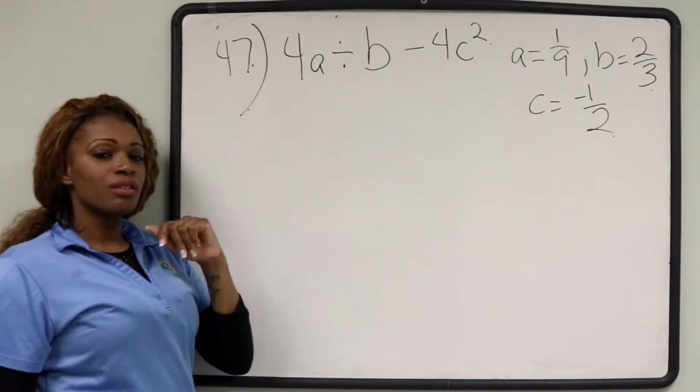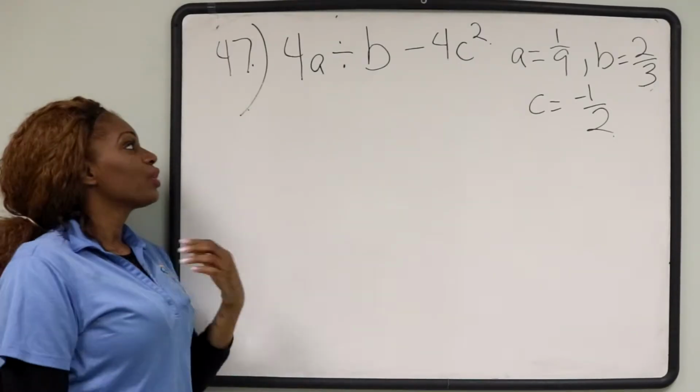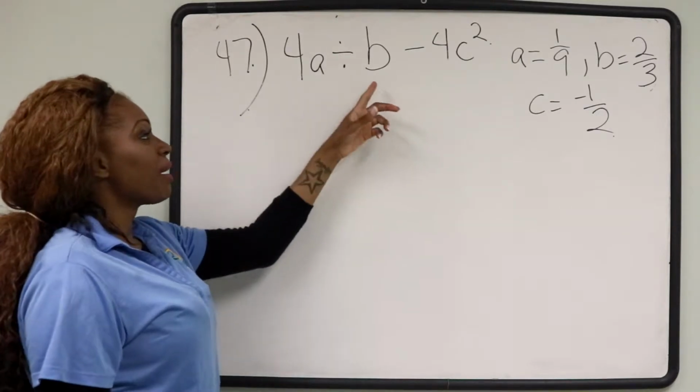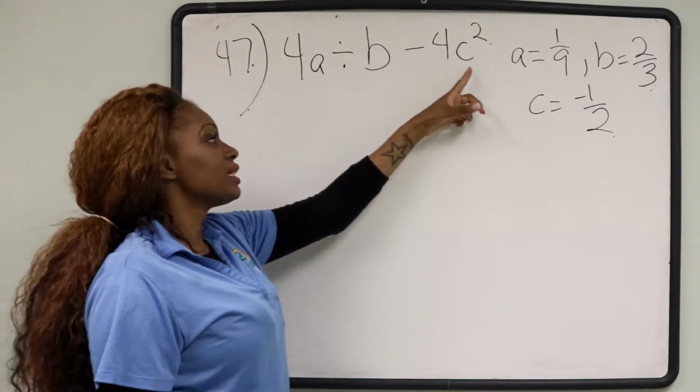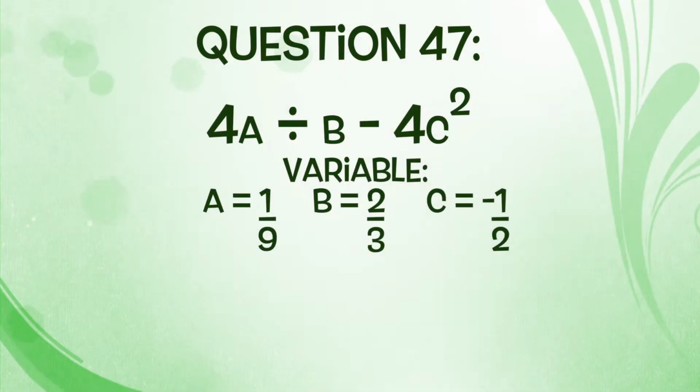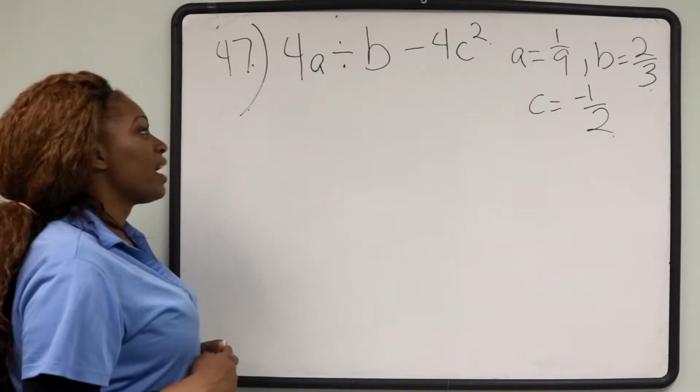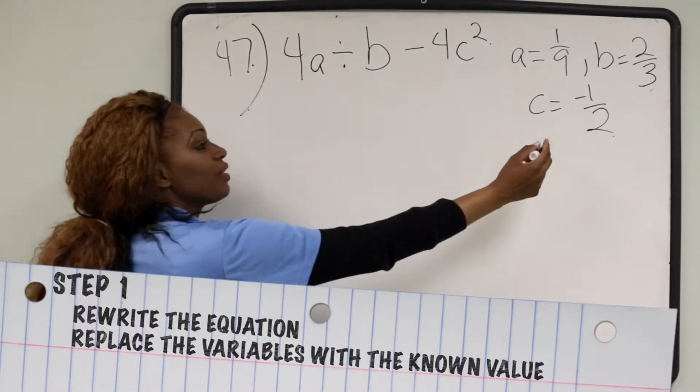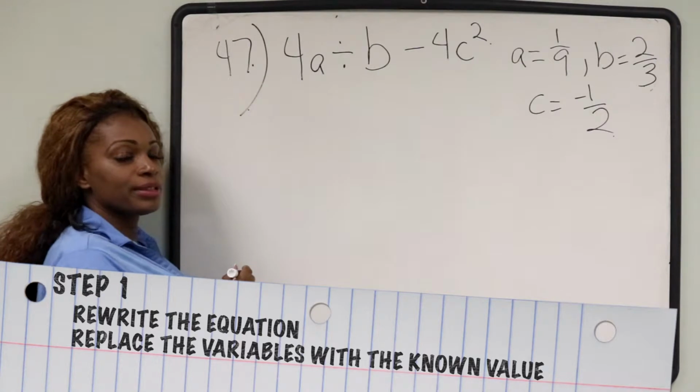Question number 47 on the Math 086 final review. 4a divided by b minus 4c squared. And what we're going to do is substitute our values for our variables, okay?